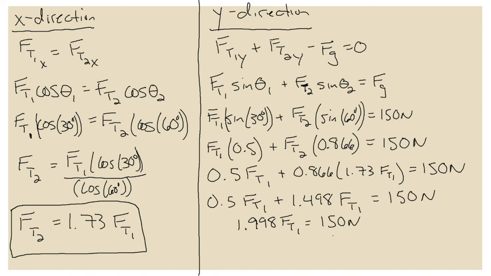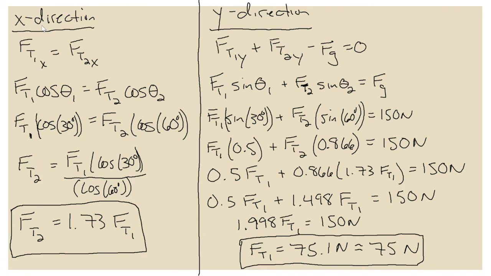And so, of course, when you divide both sides by 1.998, you get that Ft1 is equal to 75.1 newtons, or to 2 sig figs, because that 150 is given to 2 sig figs, 75 newtons. And the important thing to realize here is that the instant you solve this for Ft1, you now have Ft2, because we know the relationship between Ft1 and Ft2.